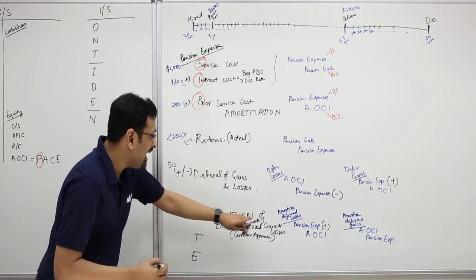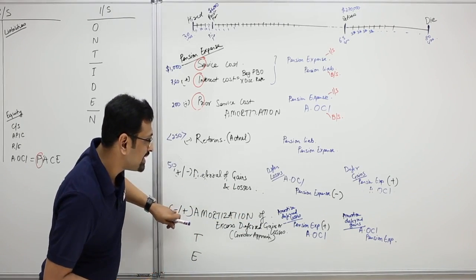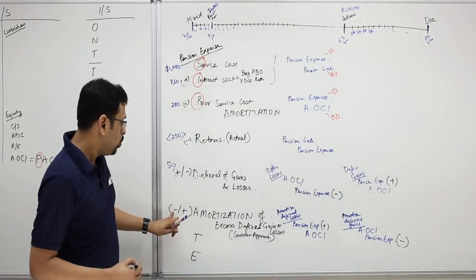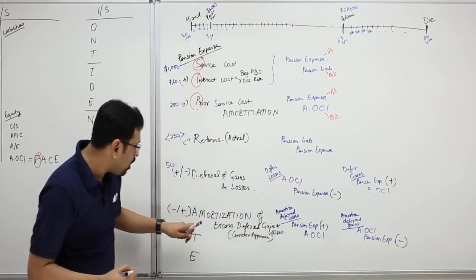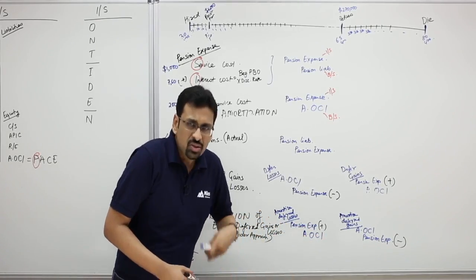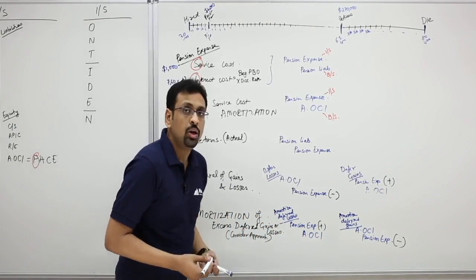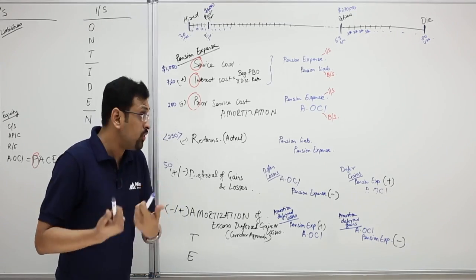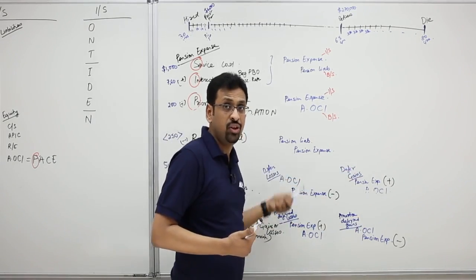Now when you amortize the excess deferred gain, pension expense is a minus. When you amortize the excess deferred loss, pension expense is a plus. So it's the way you're convenient with understanding this. A good way that I would recommend is doing it via the journal entries.